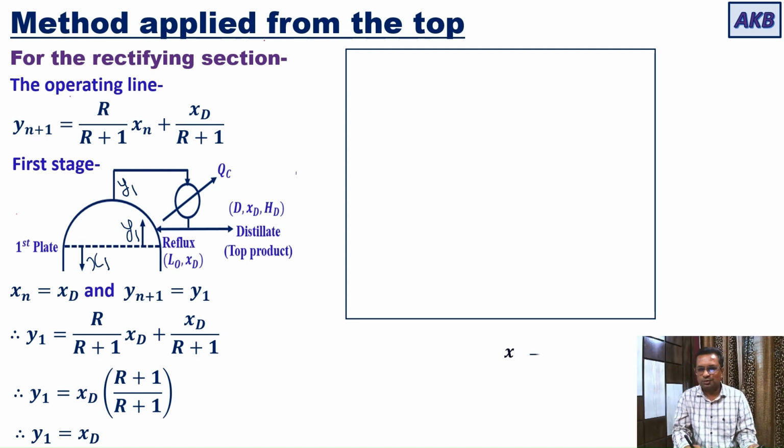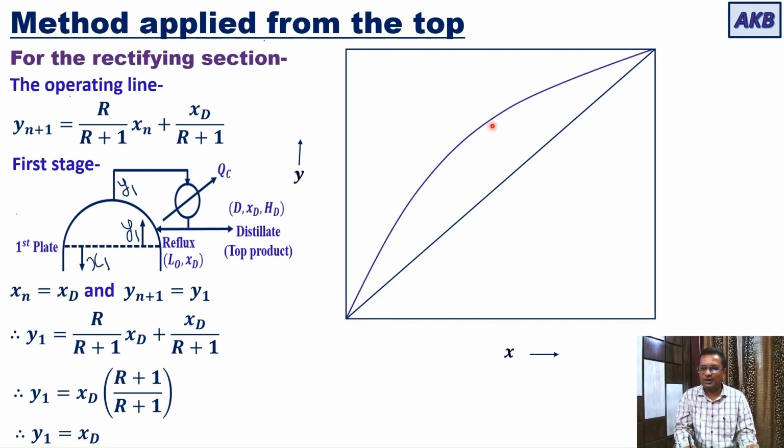The distribution diagram, as I said, is a plot of x versus y. Small x, the mole fraction of the more volatile component in the liquid phase, is plotted against y, the mole fraction of the more volatile component in the vapor phase, at equilibrium concentrations. The diagonal line is drawn for reference, and the actual plot will be the equilibrium curve like this.